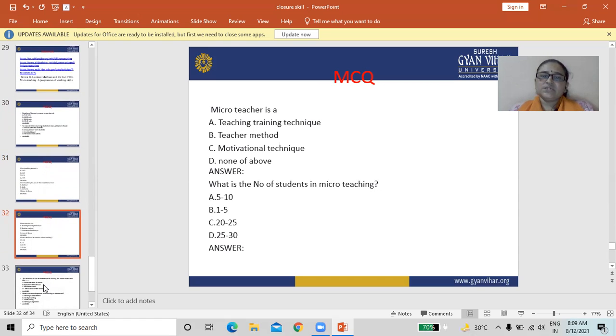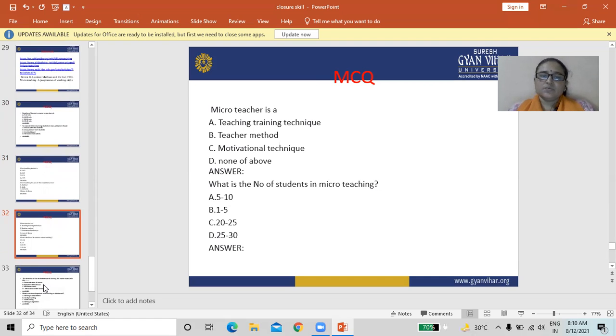Micro teaching is option A, a teaching training technique. Option B, teacher method. Option C, motivational technique. Option D, none of the above.